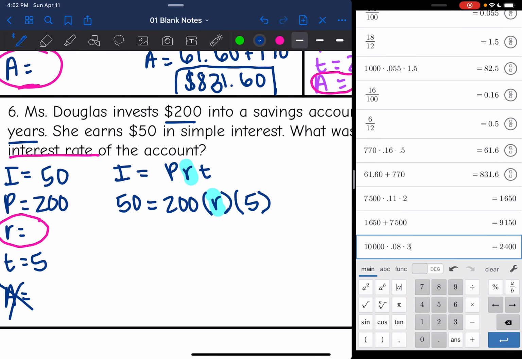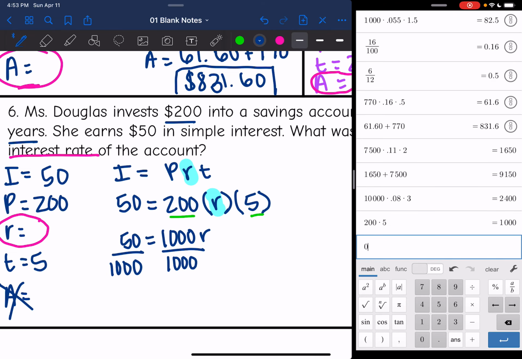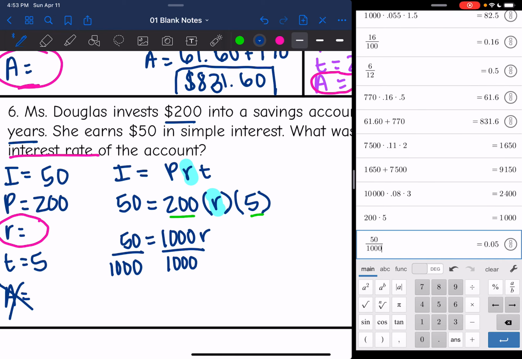Okay, remember whenever we are solving an equation, we want to simplify first. So I'm going to multiply the 200 and the 5 together now. And that will be the new coefficient of R. And 200 times 5 is 1,000. So this equation becomes 50 equals 1,000 R. And now I'm going to divide by 1,000. And that will tell me the rate. So 50 divided by 1,000 is 0.05.